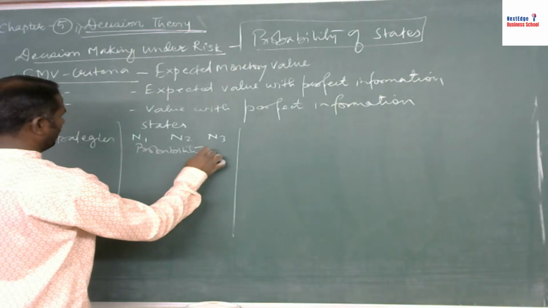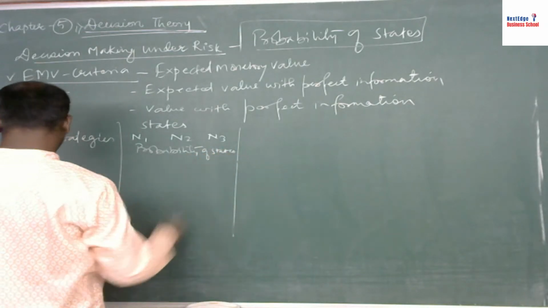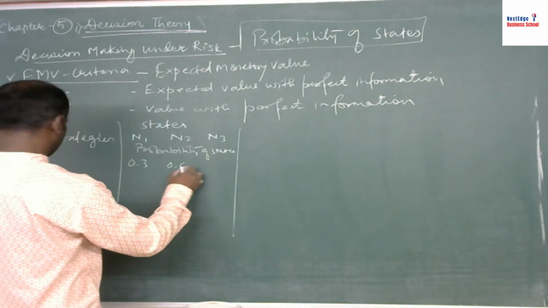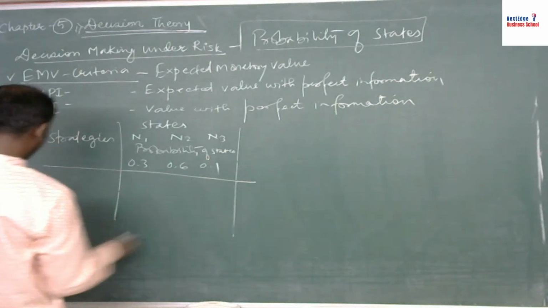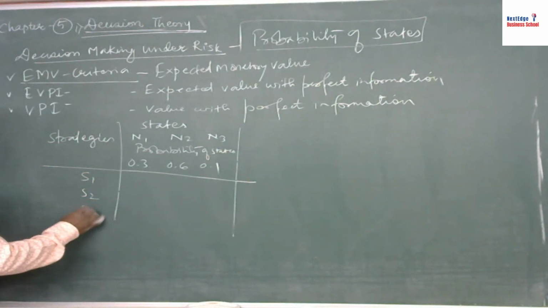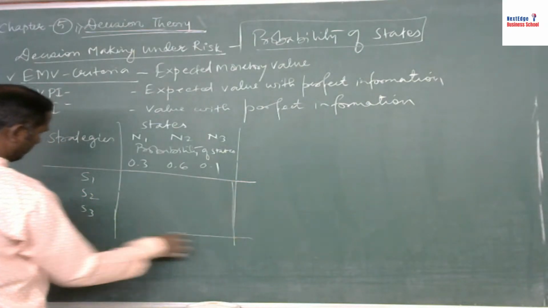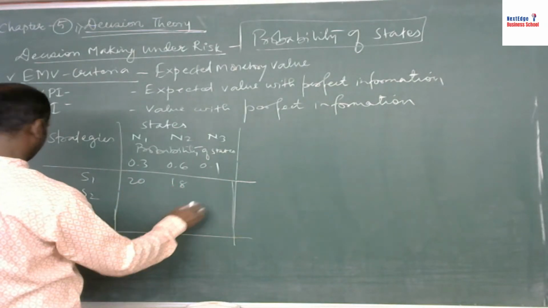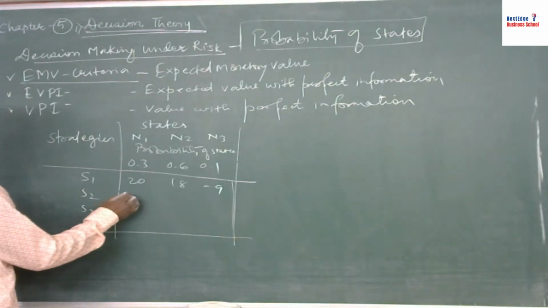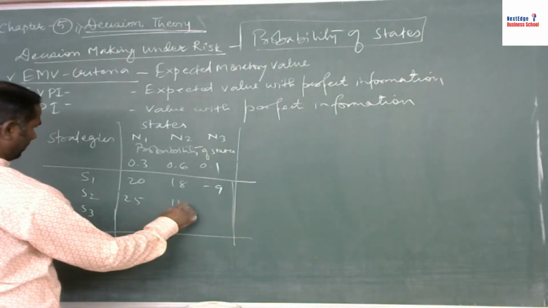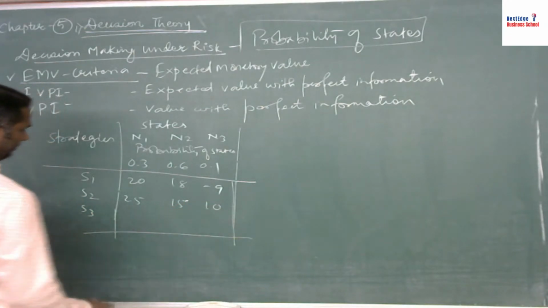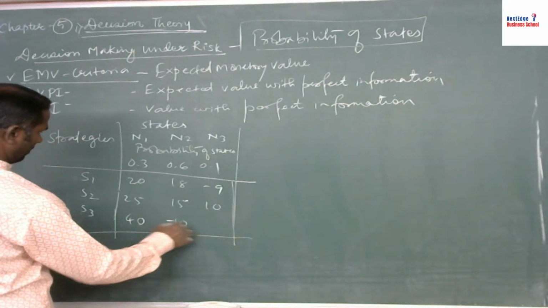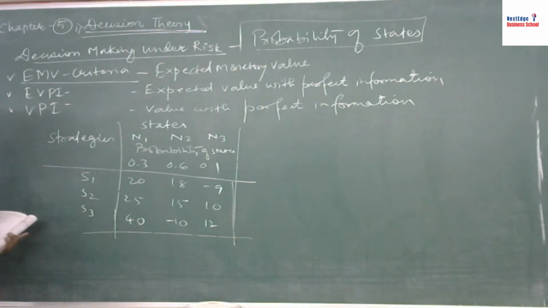Probability of states की वैल्यू कुछ इस तरह से है: 0.3, 0.6, 0.1, and then comes your S1, S2 and S3. वैल्यू में लिखता हूँ: पे 20, 18 and then -9, 25, 15, 10, यहाँ पे है 40, माइनस 10 और ये है। So how to calculate EMV?